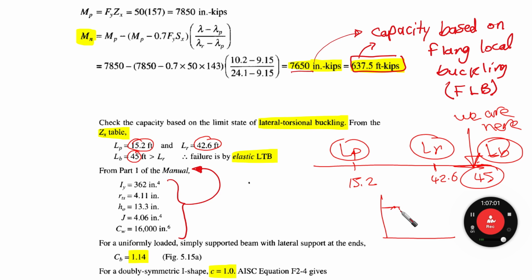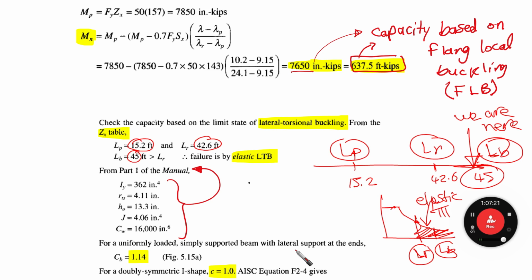This means that we are in the elastic part. If we have something like this, this is LR, and we are here, which is LB. So we are in the elastic buckling part, zone 3.